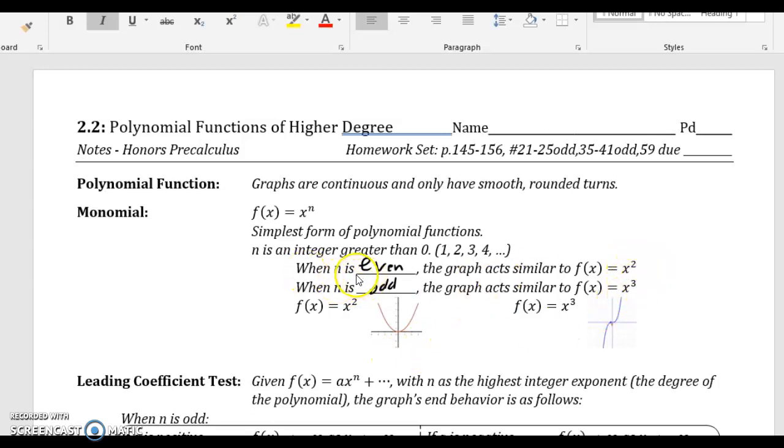So when the highest power, that's what we truly want to look at, is even, it acts similar to x squared. So this is what x squared looks like. It looks similar to a parabola. And when n is odd, it acts similar to x cubed. So there you can see what x cubed looks like. So we could get lots of different graphs.